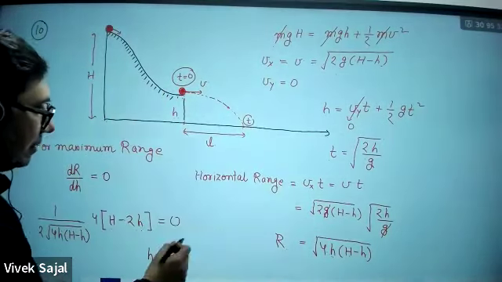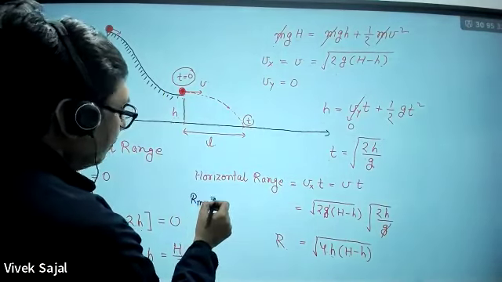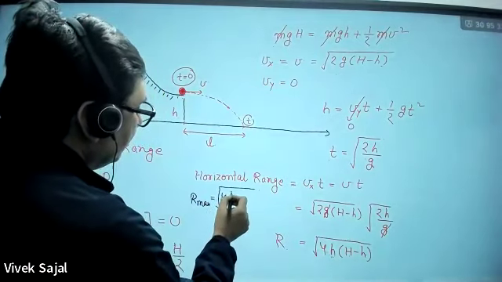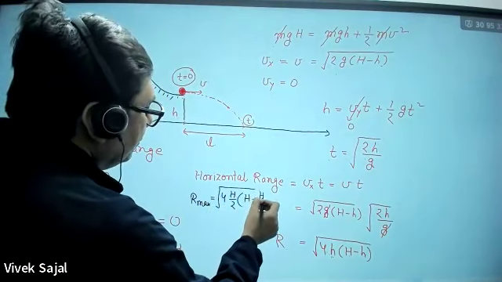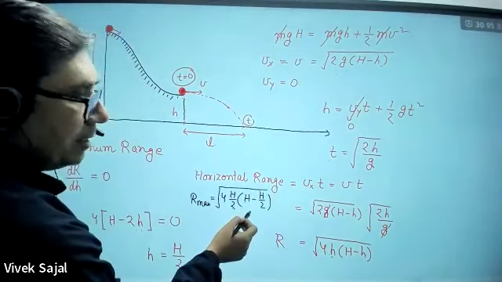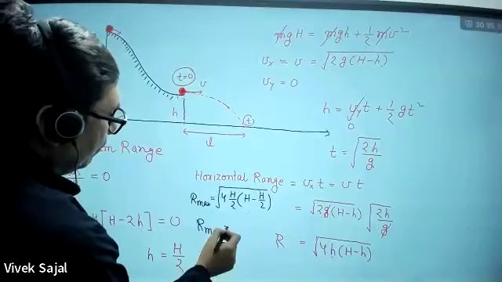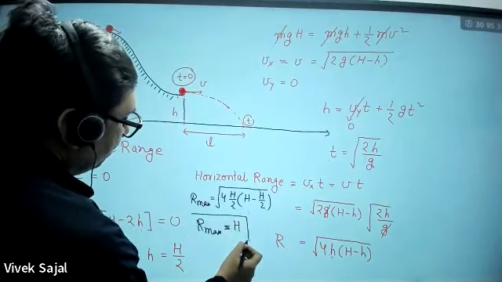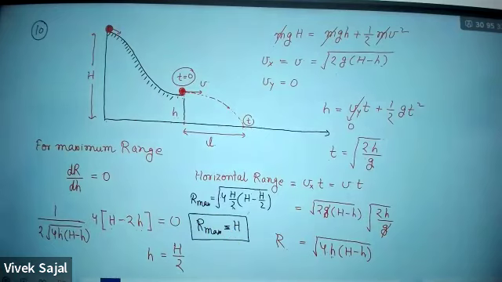Now, what will be the maximum range? I am writing R max. R max will be equal to square root of 4 times h, which is H by 2, times H minus H by 2. So this will be H by 2 and this will also be H by 2. 4 will cancel out. And this R max will be equal to capital H.